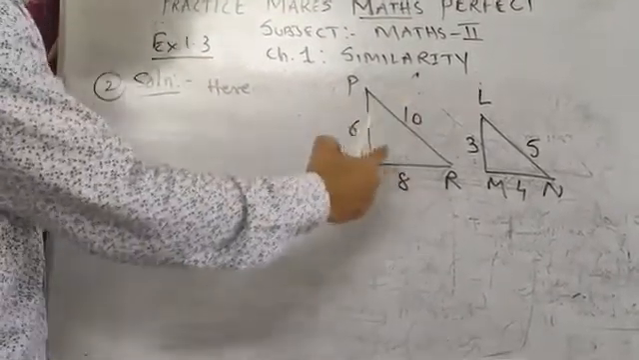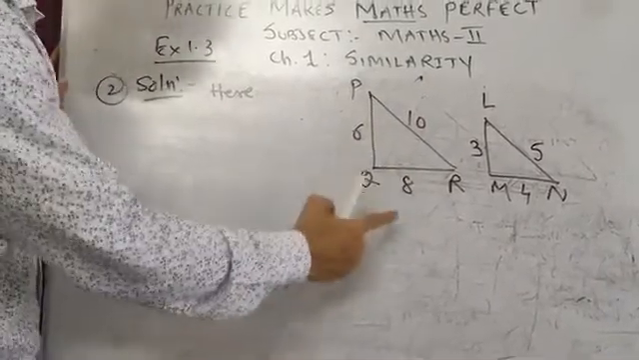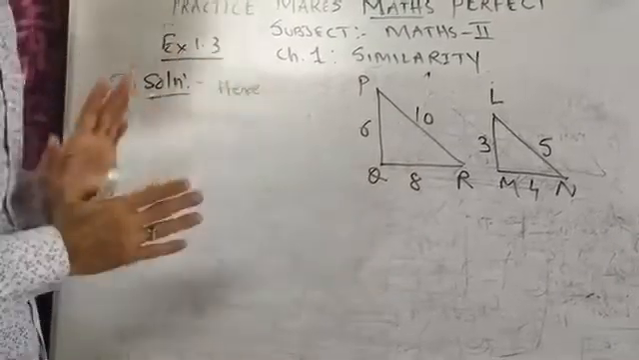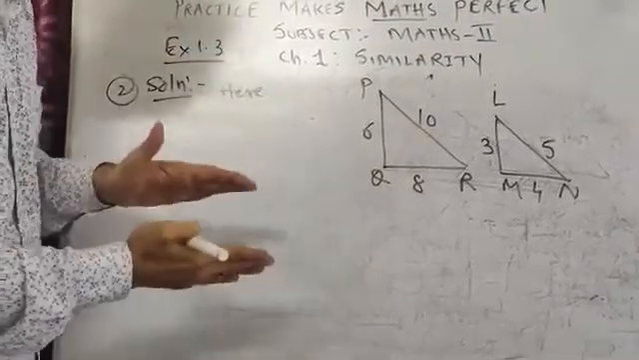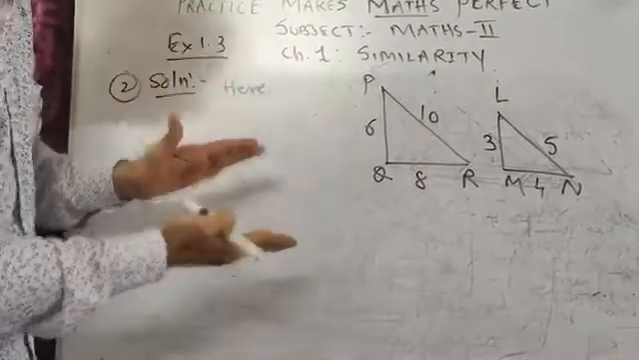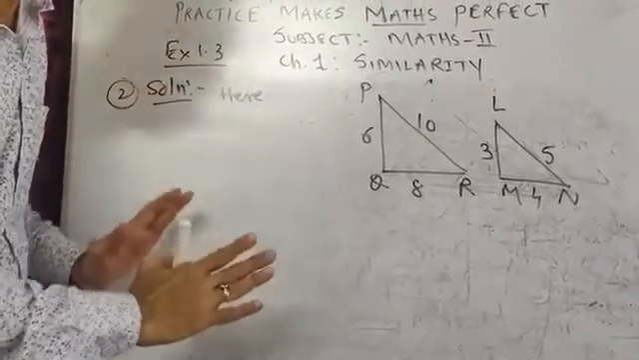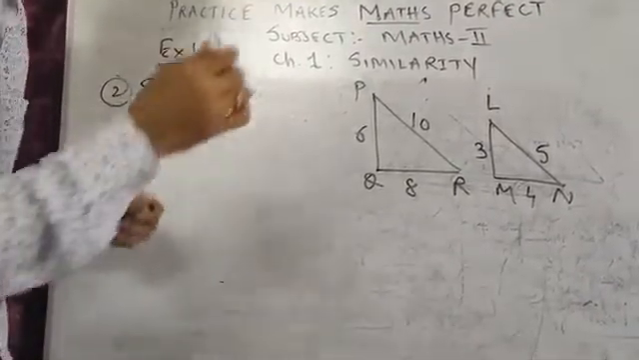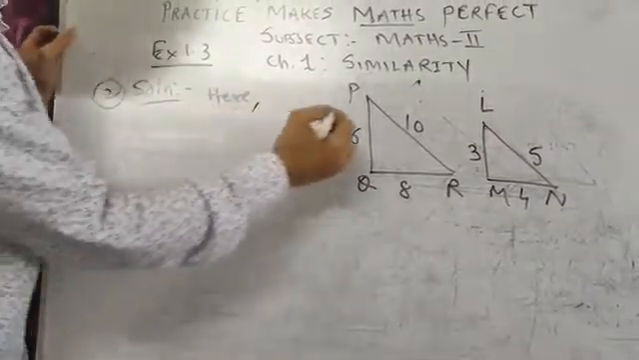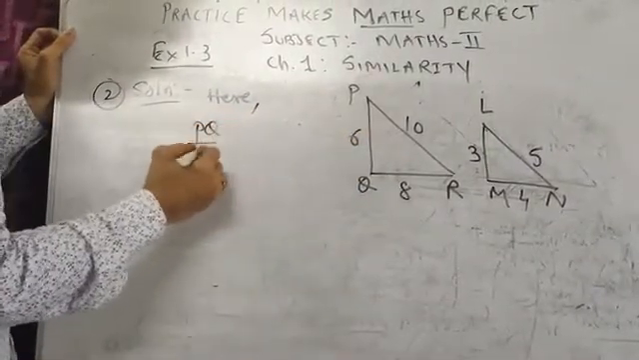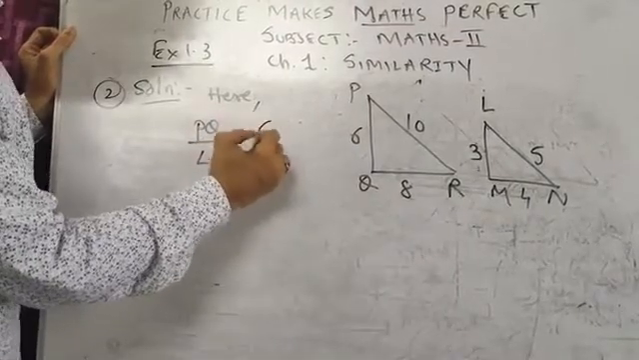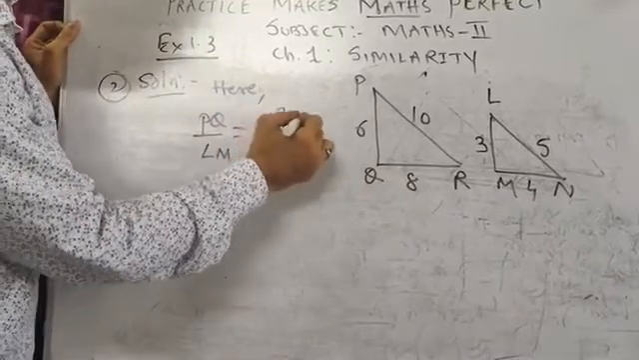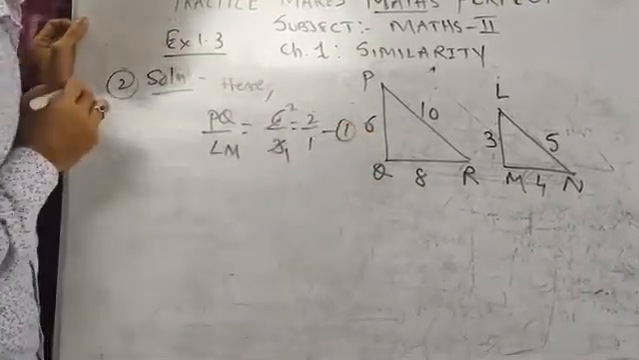Now this diagram is given to you. Now we have to show two triangles similar. From the diagram itself you come to know we have to show the sides in proportion. If the ratios of the sides are equal, that means both the triangles will be similar by side test of similarity. So first of all we will check the ratio of the sides. So I am writing here PQ upon LM. PQ is 6, LM is 3. So 3 ones are 3, 3 twos are 6. 2 upon 1.